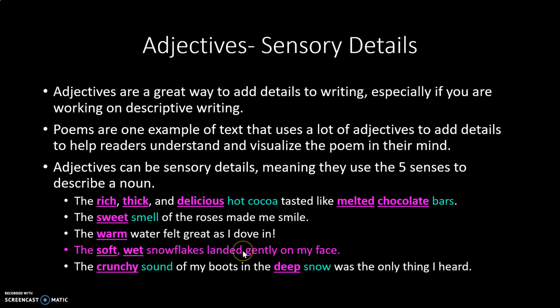Here are some examples. The rich, thick, and delicious hot cocoa tasted like melted chocolate bars. Wow! Lots of adjectives and sensory details in that sentence. Rich, thick, delicious. Those are all adjectives that describe the hot cocoa. Melted and chocolate, those are both adjectives because they describe the bar, which is a type of candy.